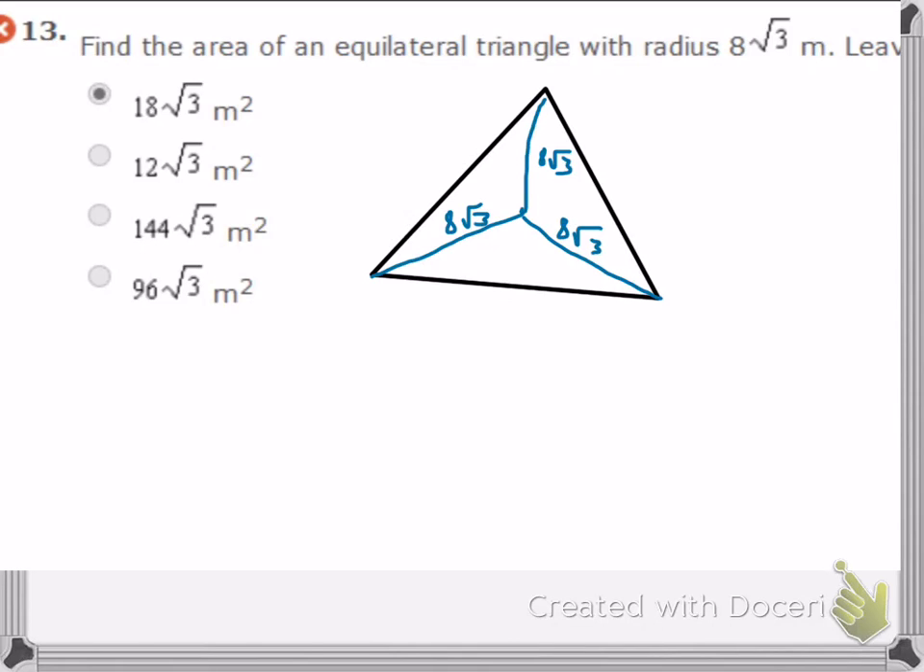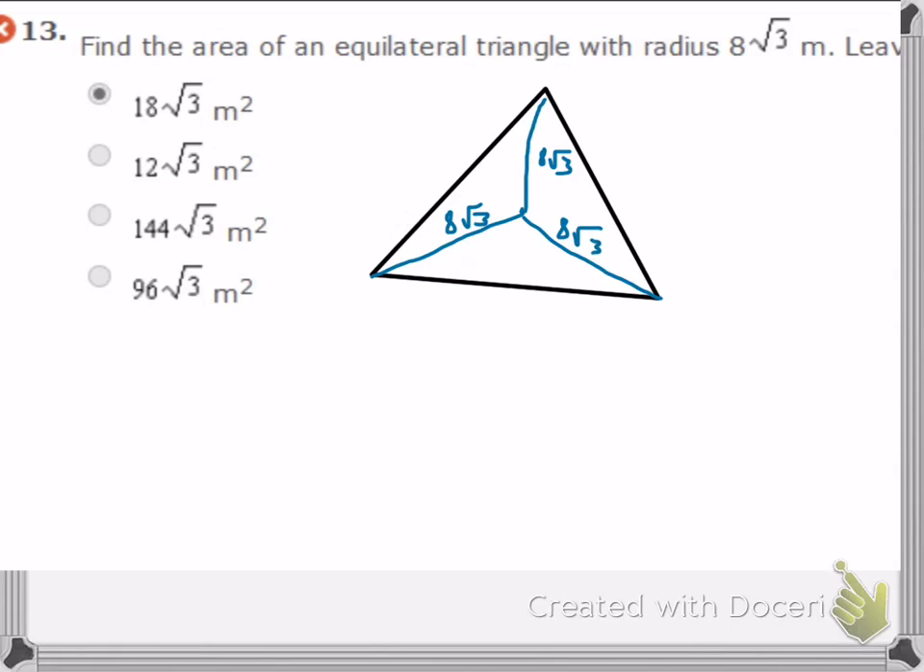Now, I always recommend that if you're given the radius of a regular polygon, and that's what we're dealing with here, an equilateral triangle is a regular polygon, meaning all three sides are congruent. The easiest way to do this is to find the area of one of the triangles, and once you know the area of one of the triangles, then you can just multiply that area by 3.